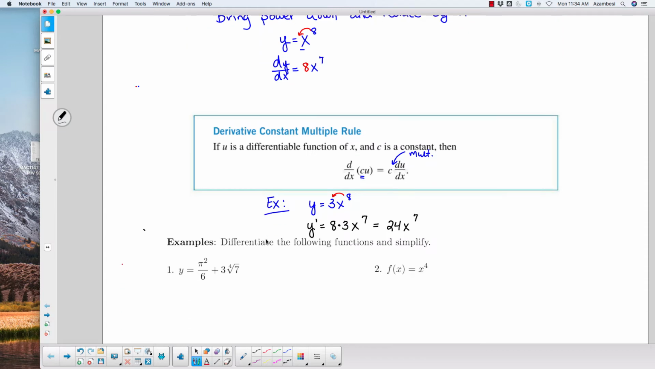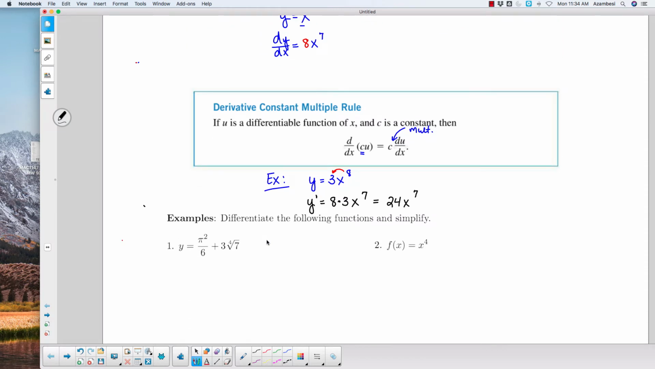Now, if I wanted to find the derivative of some functions here, differentiate is another word for find the derivative. So differentiate means find the derivative. And looking at these functions here, the first one, y is equal to pi squared divided by 6 plus 3 times the 4th root of 7.